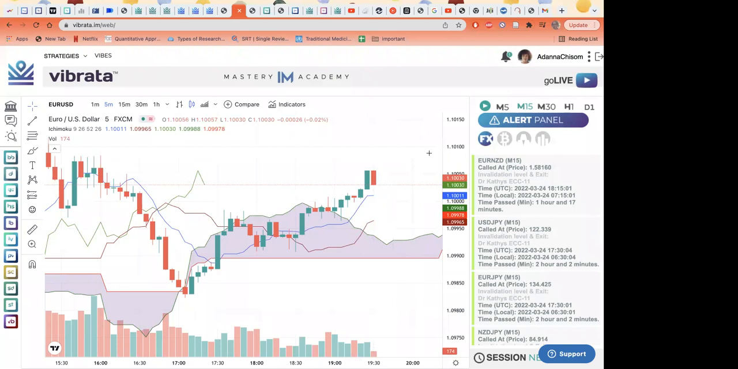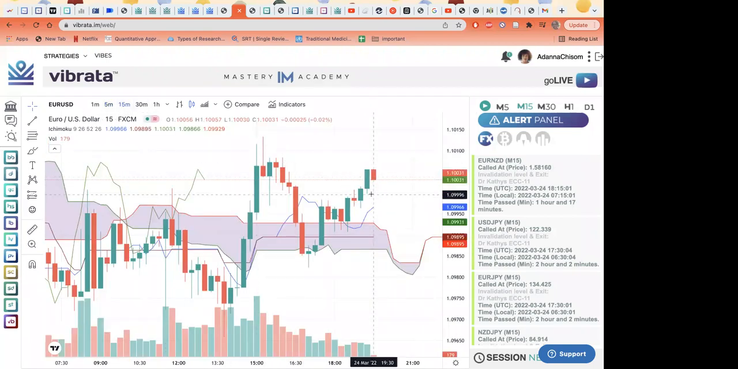So 15 minutes simply means that each of these candles opens and closes within 15 minutes. Let me change this, this is a 5 minutes time, so let me put it to 15. Yep, here we go. This whole thing happened within 15 minutes. That's what it means. If we change it to M30, it's the same thing. If we change it to H1, it's the same thing.